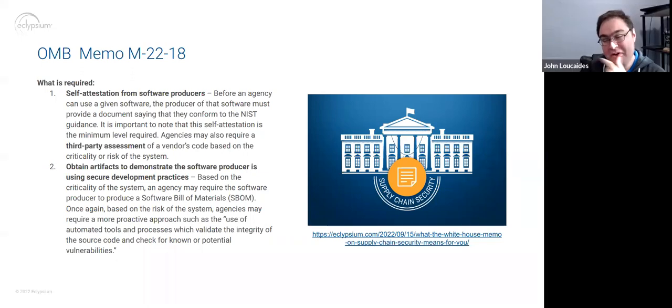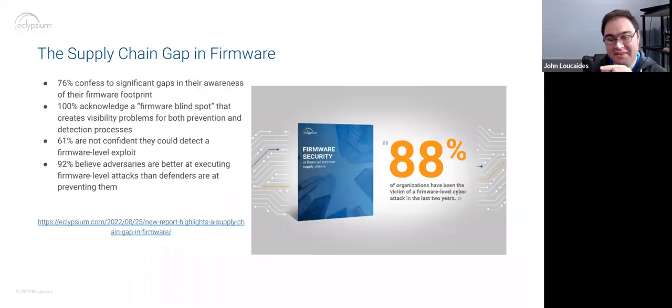And if you go to the next slide, you'll see we're not making this up. This isn't just unique to you and me, right? 88% of organizations have been a victim of a firmware level attack. What does that mean? Let's unpack that a little bit. Look at what the firmware level attacks are. It's software that's harder to program, right?